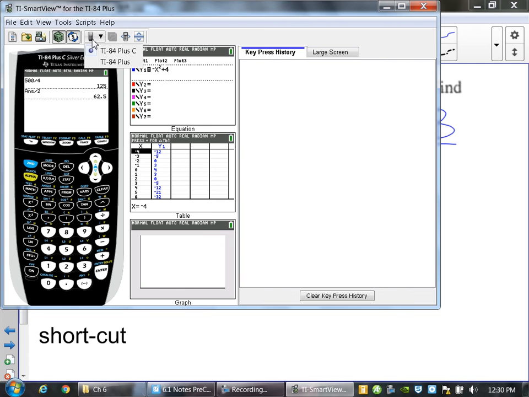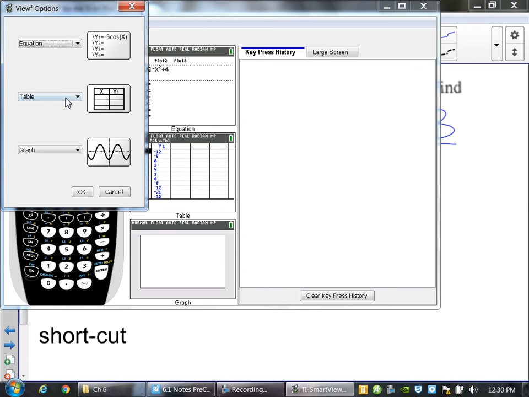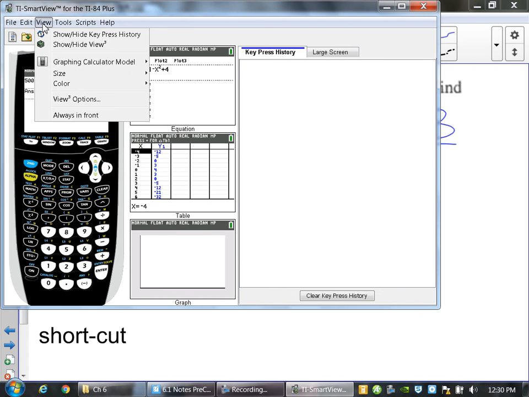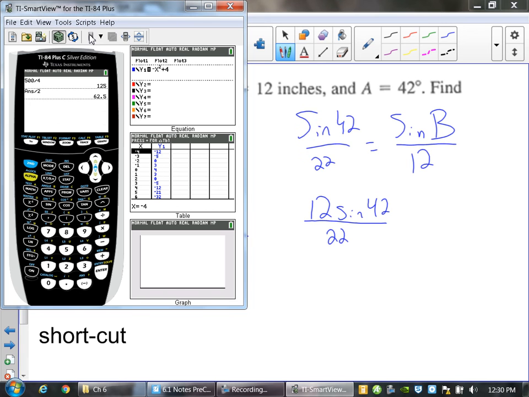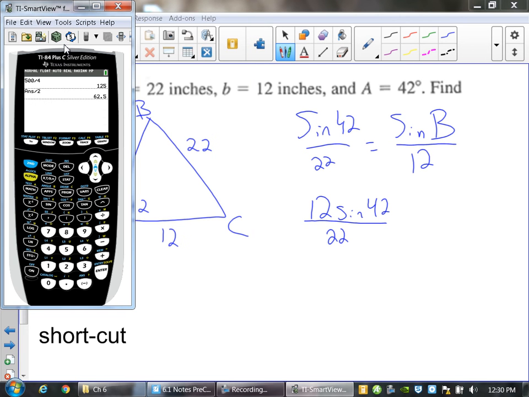I hate the resets. Oh, I don't want any of this. Just hide that. Thank you. This is all I need. Okay. All I need is this.